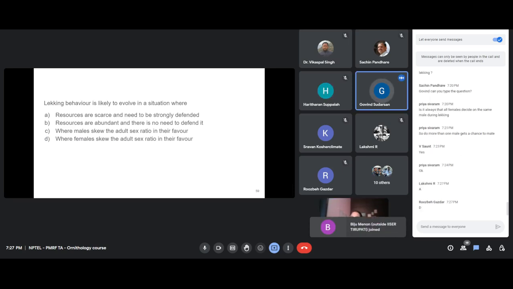Ma'am, what do you mean by skew? It's altered. So females are more than males. By in their favor, which means that males are greater than females. Right? Yes. A, B.